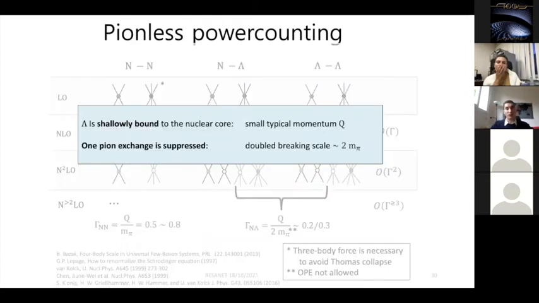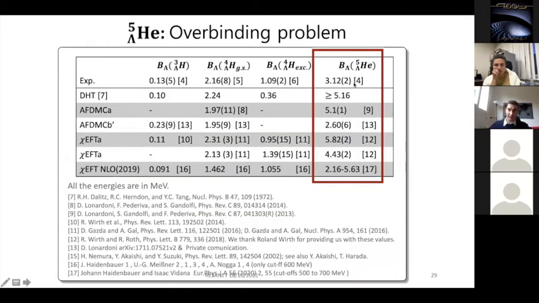But what can we do really in practice using universality? The first thing is that we have to realize 2 things. The first one is that the lambda particle is shallowly bound with respect to the nuclear core. So the lambda separation energy is much smaller than the typical nuclear separation energy. For example, helium-5 lambda is a helium-4 plus a lambda particle. The nucleons have an extraction energy of, well, 7, 8 MeV, when you want to disintegrate everything.